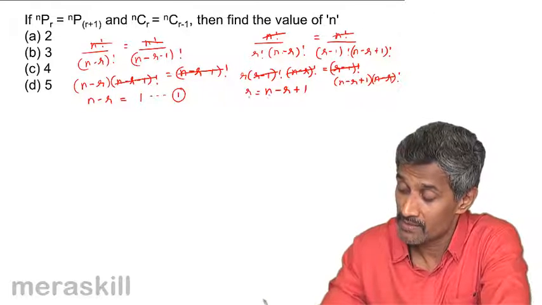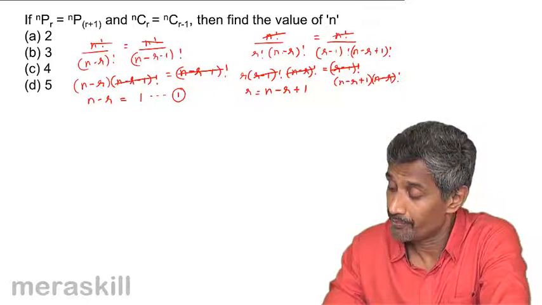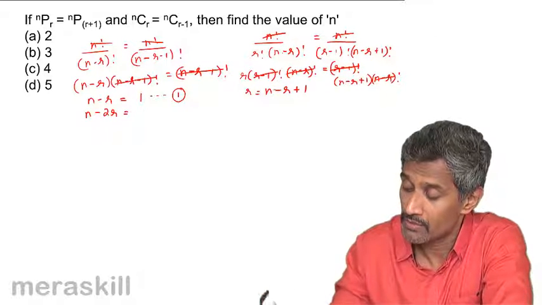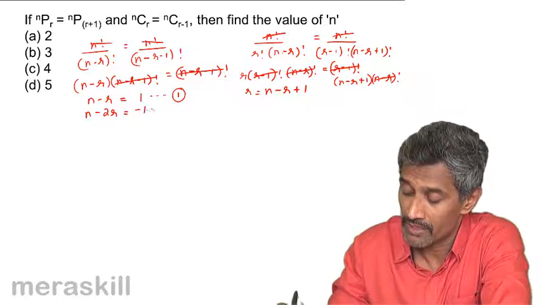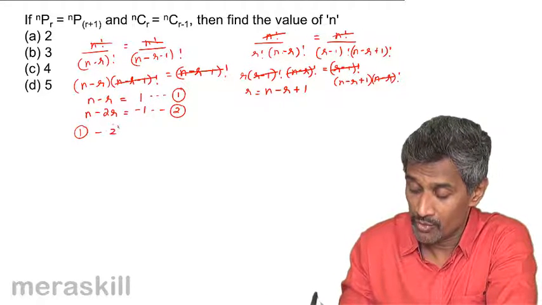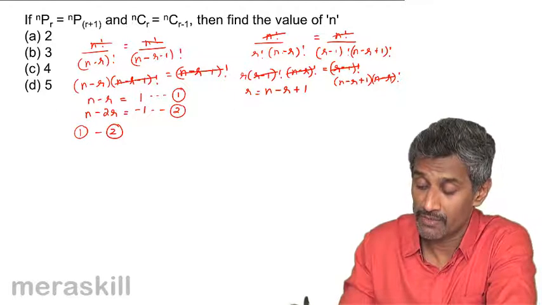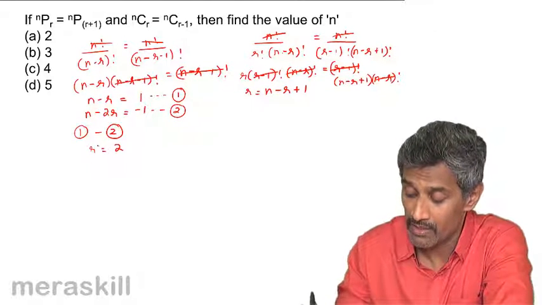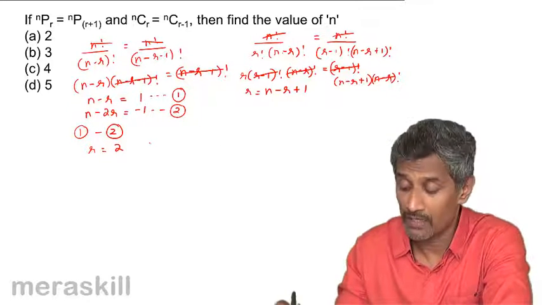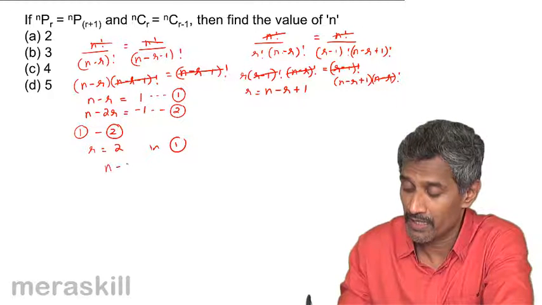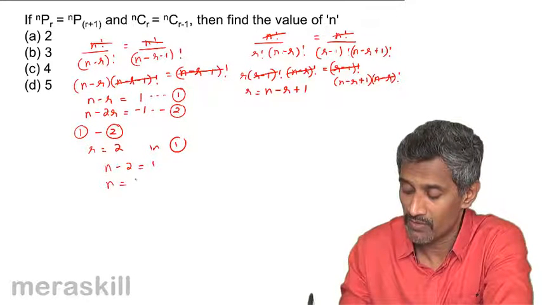In other words, n minus 2r is equal to minus 1. This is the second equation you get. Subtracting 1 minus 2 gives minus r minus of minus 2r, so r turns out to be 2. Substitute in 1. So you get n minus 2 is equal to 1. So n would be 1 plus 2, which is 3.